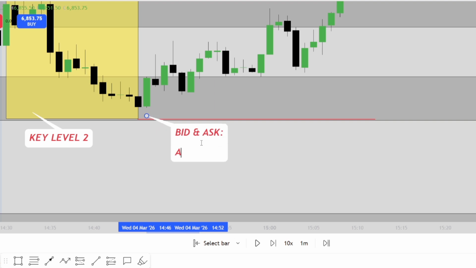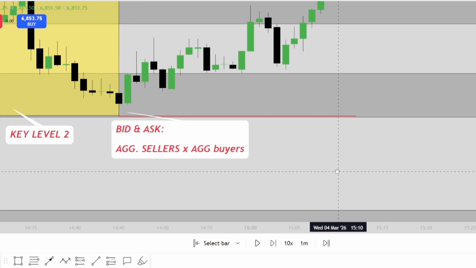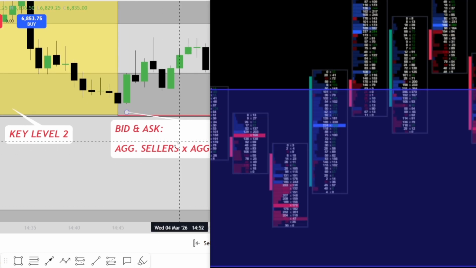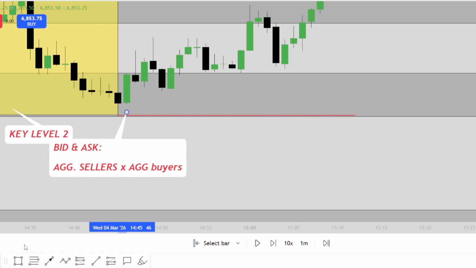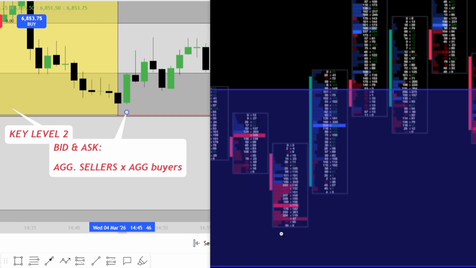Now, what does the bid represent? These are aggressive sellers. And what does the ask represent? Well, these are aggressive buyers. Once you understand who is aggressive, the aggressive buyers and the aggressive sellers, you can then start to understand what a footprint chart represents, because a footprint chart tells you who is more aggressive.